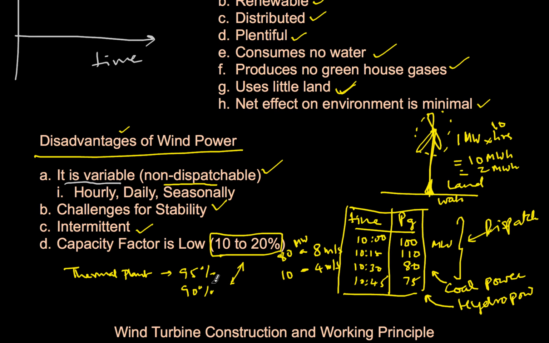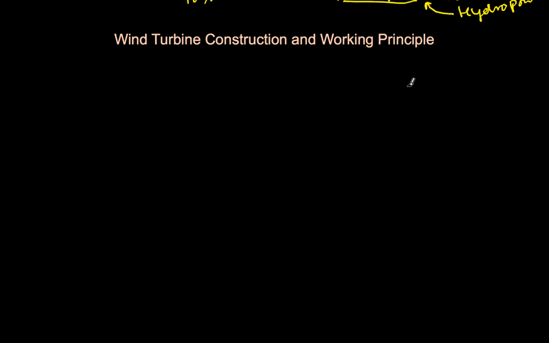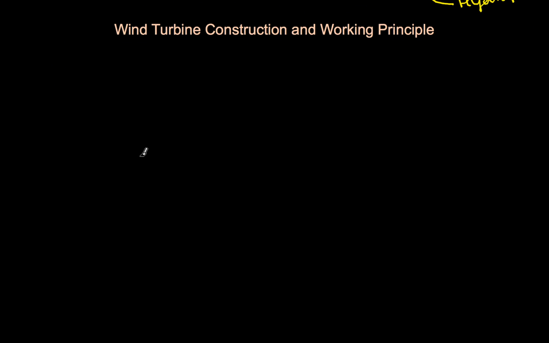But then what is the advantage? Here the fuel cost will be there. Here the running cost is almost zero. You don't have to do anything. Just wait for the wind to come, and the moment wind blows, your turbine rotates and generates energy. There is no fuel cost with wind power. So speaking of that, let's look at the wind turbine construction and working principle.